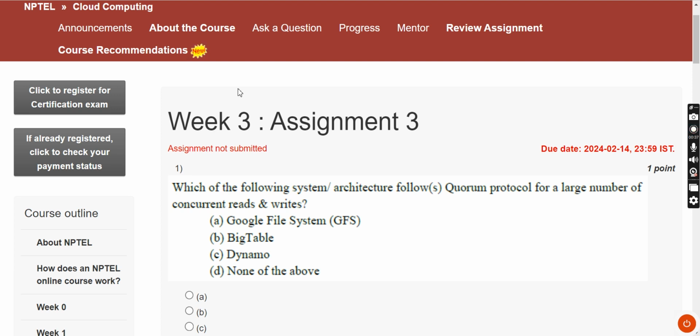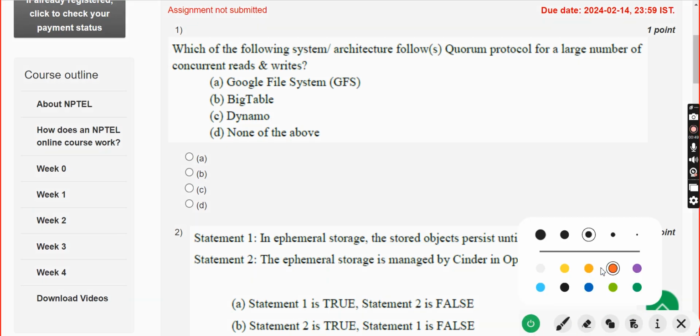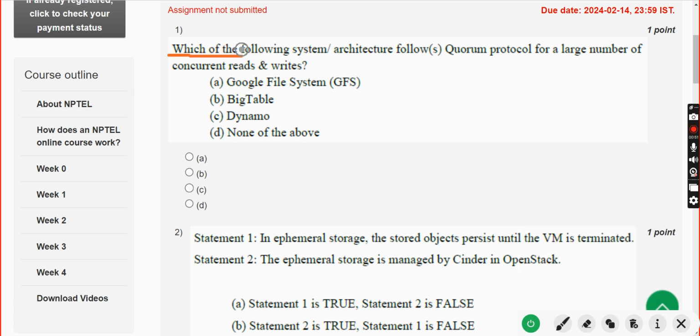So let's see the first question guys. Which of the following system or architecture follows quorum protocol for a large number of concurrent reads and writes? So for first question the answer is option C, Dynamo. Option C, Dynamo guys. So mark option C as correct answer for first question.